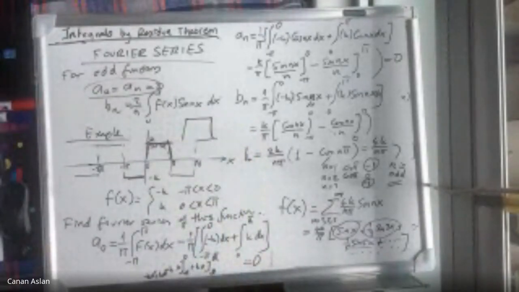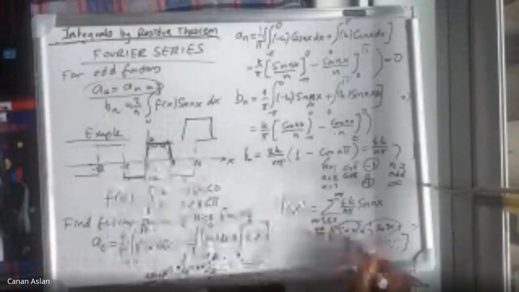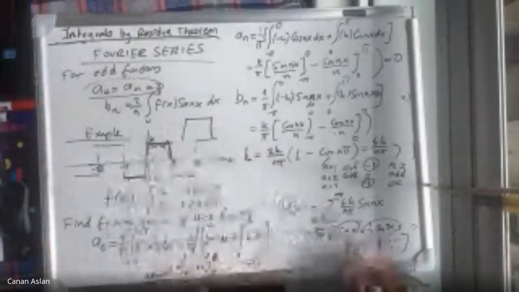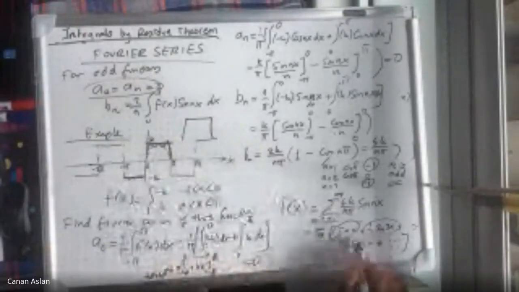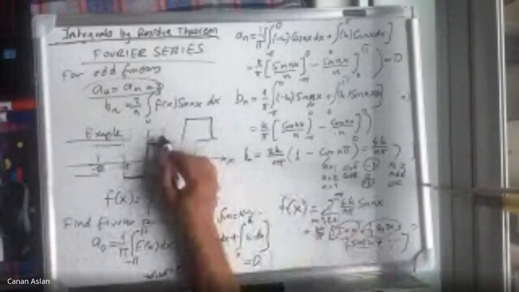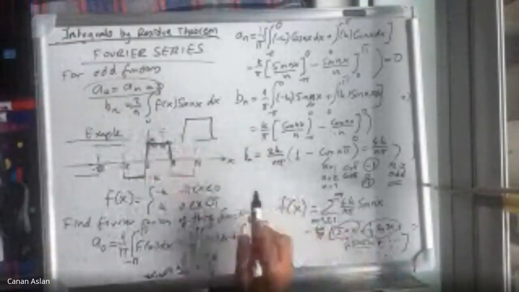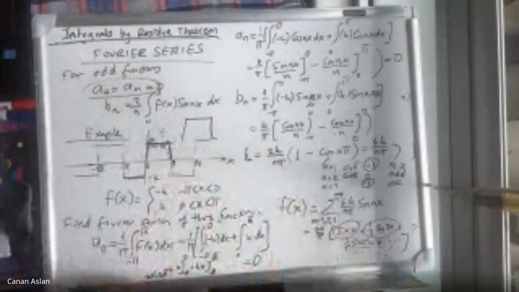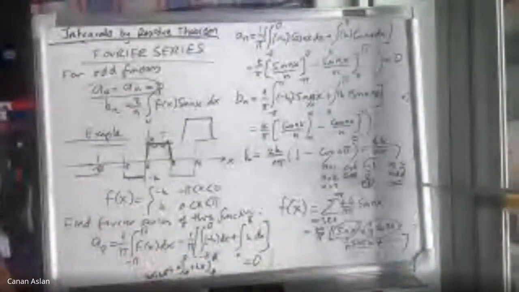This is how you can do the analysis. As you see, these are harmonics of this square wave. The square wave has many harmonics. Whatever the frequency is, 1 times, 3 times, 5 times the frequency, the function will have this kind of periodicity.